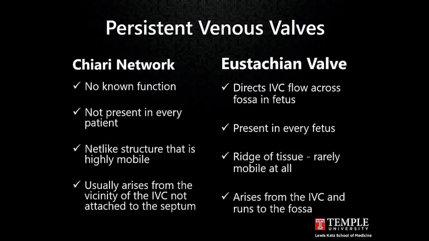The Eustachian valve is more intended in fetal flow, where it's directing flow across the fossa ovalis, and it's present in every fetus, and this is a ridge of tissue that we often image on echo imaging, and it's rarely mobile. Eustachian ridge is rarely mobile, and it arises from the IVC and runs to the fossa ovalis.